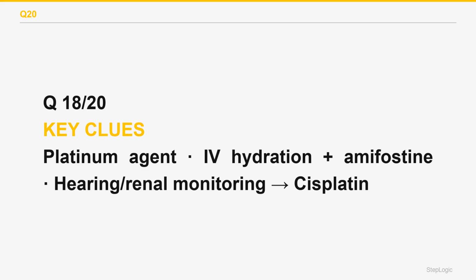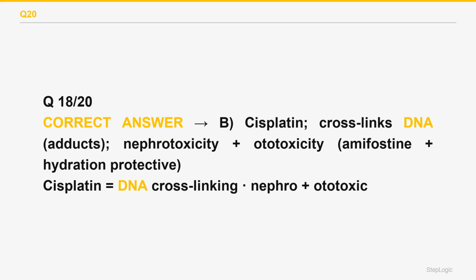It forms intrastrand and interstrand platinum-DNA adducts that distort the double helix, blocking DNA replication and transcription and triggering apoptosis. It is highly effective, notably in testicular and ovarian cancers. Its two signature dose-limiting toxicities are nephrotoxicity, acute kidney injury from tubular damage, and ototoxicity, sensorineural hearing loss and tinnitus. It is also strongly emetogenic and can cause peripheral neuropathy.